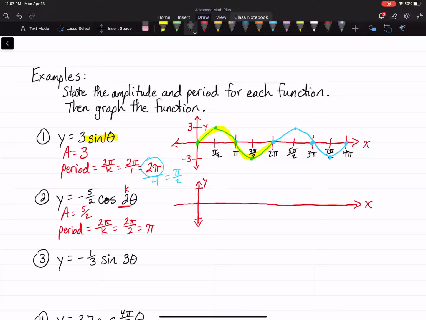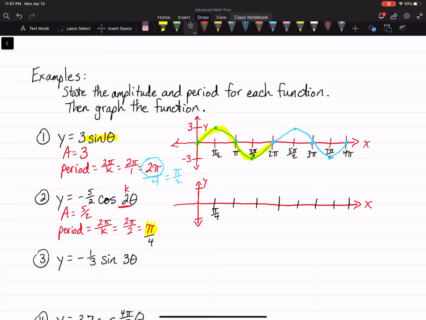So again, we're going to do two periods worth. So that's 8 total intervals. And again, how do you know what to count by? Well, you take your period, which is right here, pi, and you divide it into fourths. So pi divided by 4 is pi over 4. So we're going to count by pi over 4.